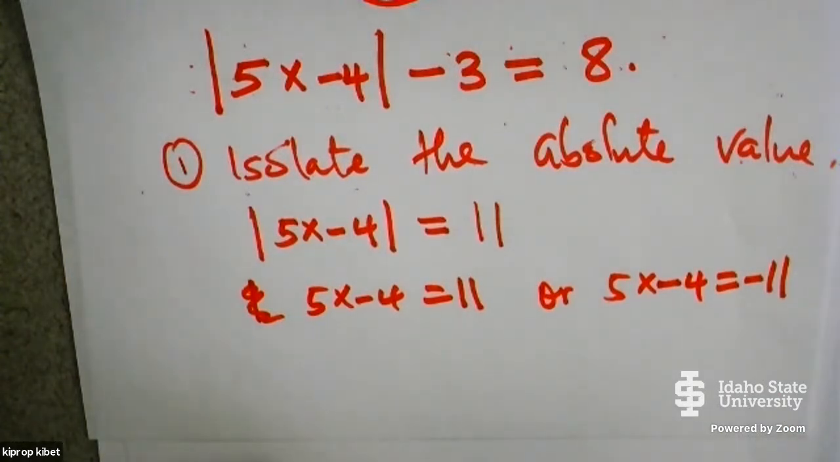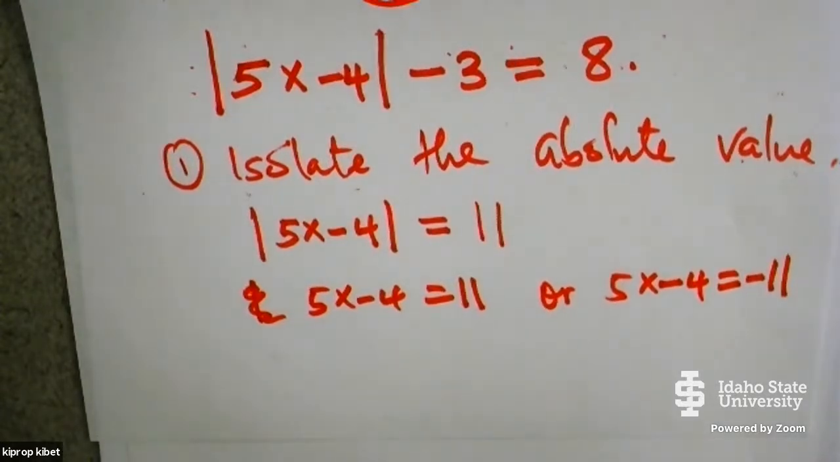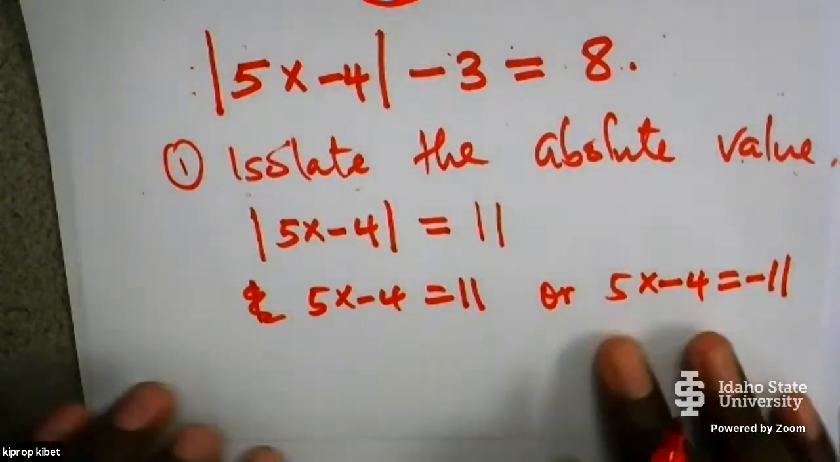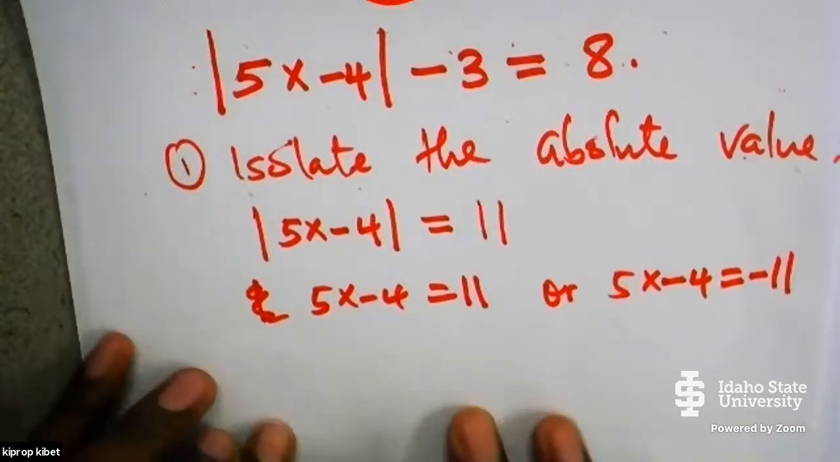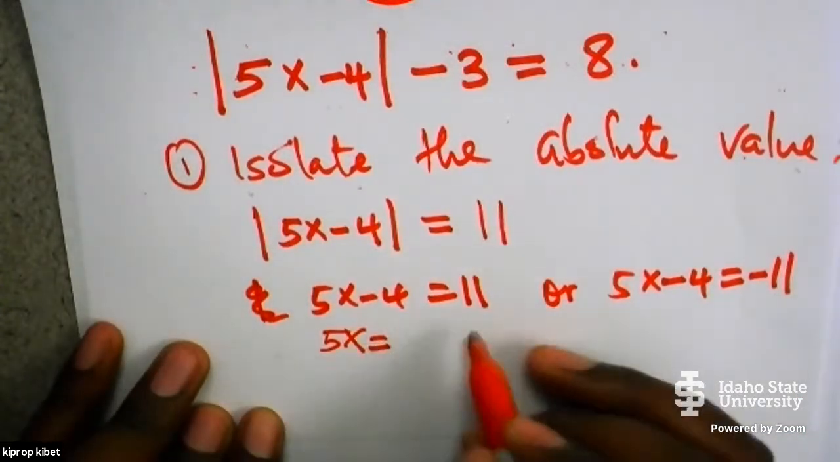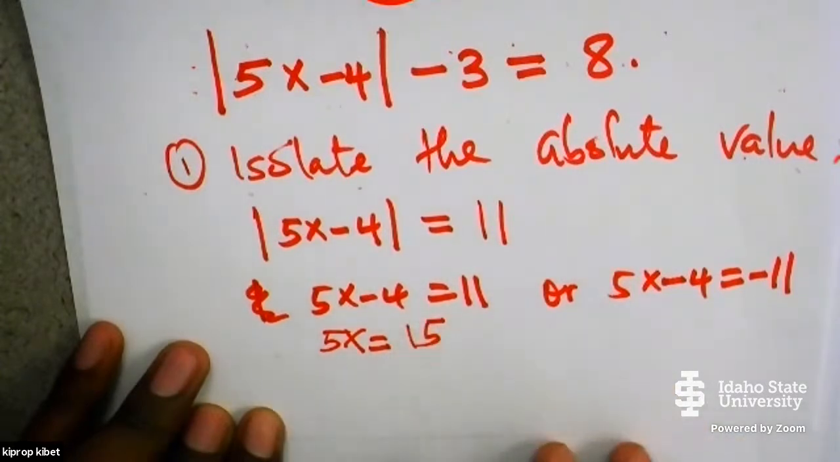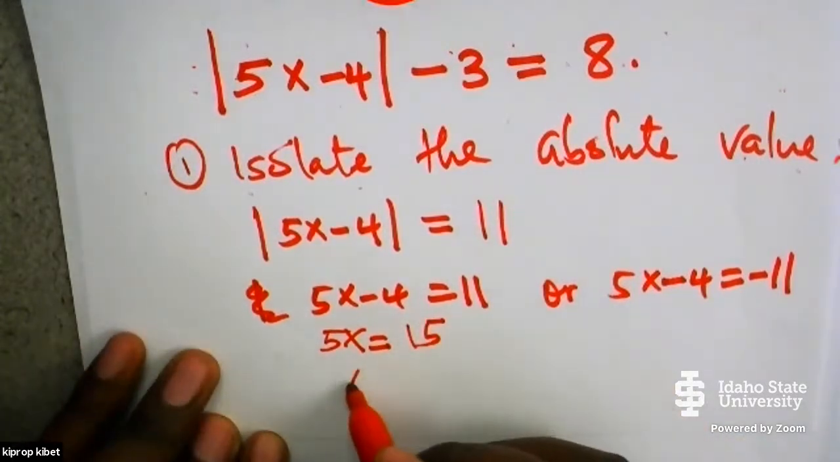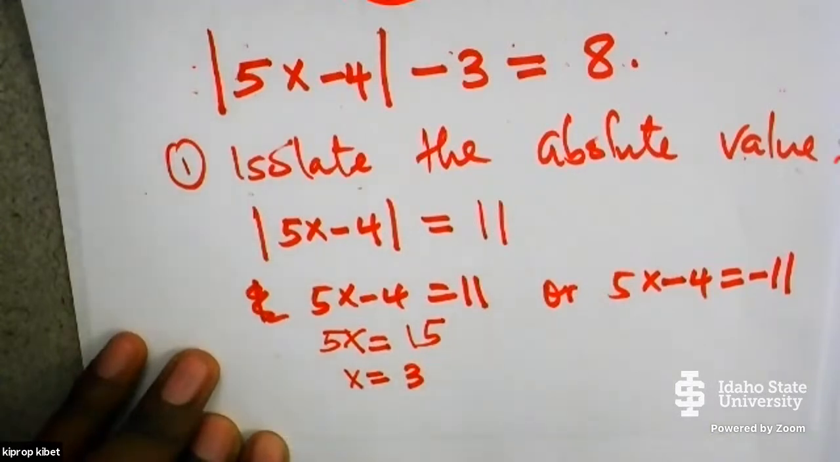So we have two values now. Then now you get the values of x. So you get these values of x here. So we add 4 in both sides here. So you get 5x equals to what? Equals to 15, right? So x equals to 3.